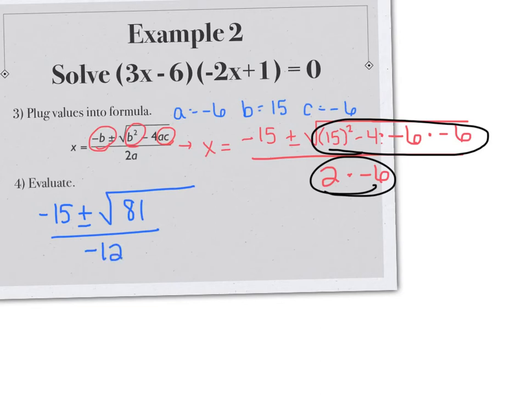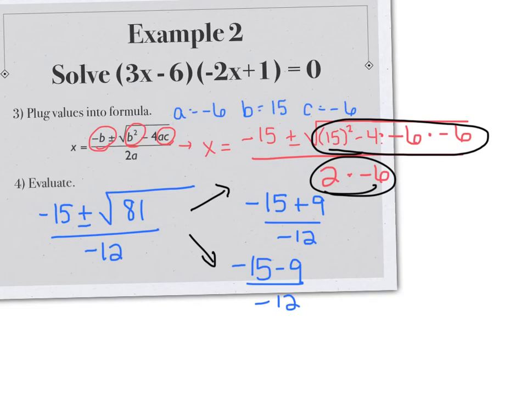And then remember, we're now at the point where we have to use this plus or minus. And as soon as you use the plus or minus, you're going to split into 2 separate problems. So this is now negative 15 plus 9 over negative 12. And the 9 came from the square root of 81 here. And then negative 15 minus 9 over negative 12.